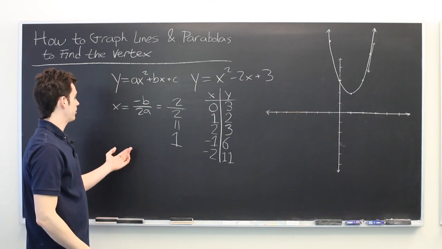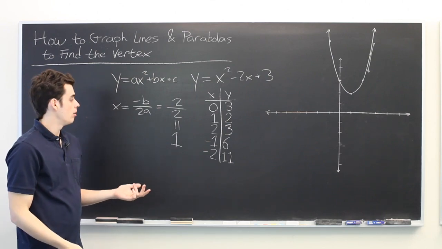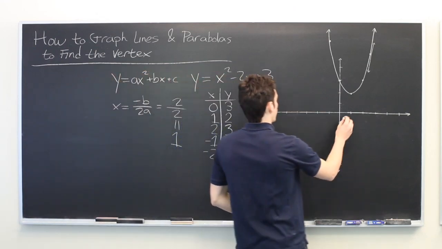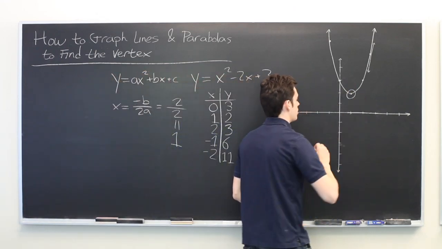So that's our x-coordinate. But now we need to find our y-coordinate. But we already did that from our table of values. So we can tell that 1, 2 is our vertex.